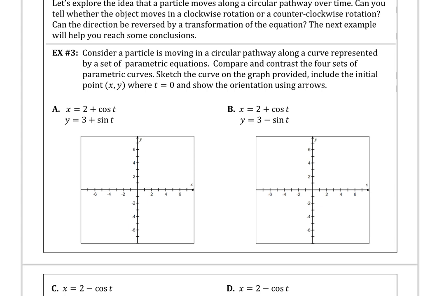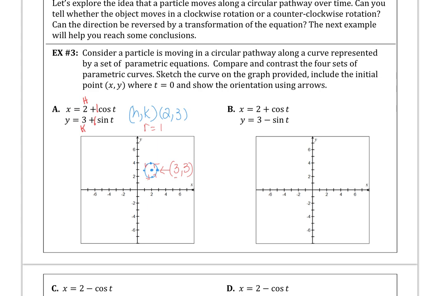We have a circle whose center is at 2, 3. So we've got a sketch for that. We also know that the radius is 1 because our a value is 1. This is our h value and our k value. My graph, I'm sorry to say, is really tiny.